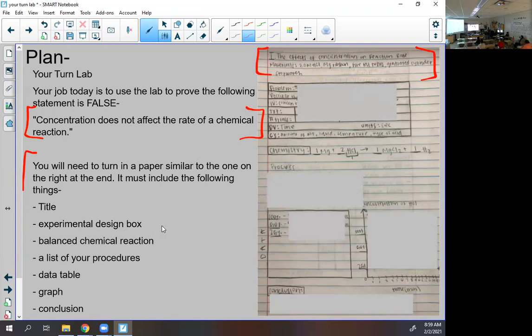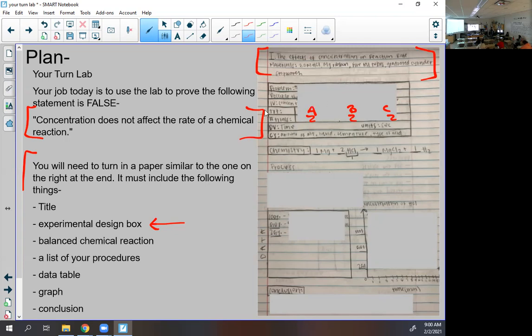Then an experimental design box. That goes back a long ways. But an experimental design box has a problem, hypothesis, IV, units is covered up, treatment, trials. I want you to do 3 different treatments here. You can choose whatever you want, but they need to prove that concentration does affect the reaction rate. All right, then your DV, your units, and your constants.